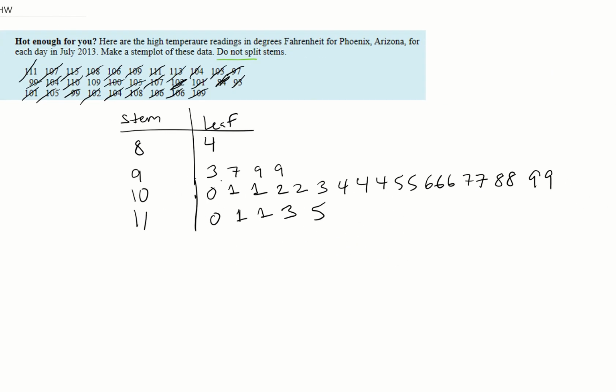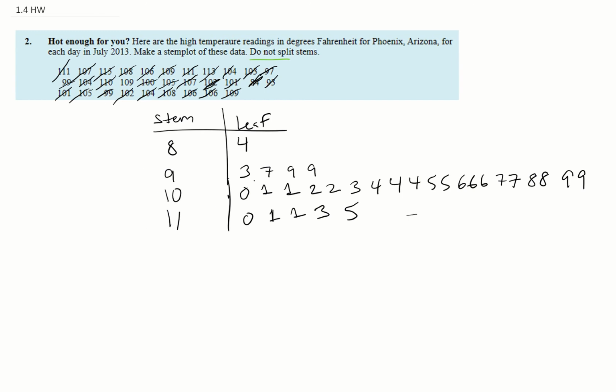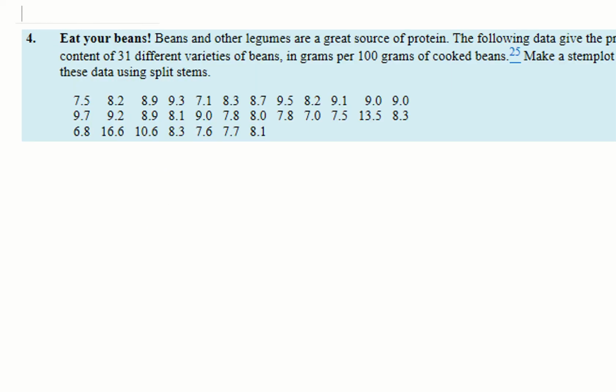Looking at these readings, it appears that we do have some kind of outlier, 84, a really, really low temperature. If we were to remove that outlier, we would have an approximately symmetric distribution. But with that outlier, it seems we have a distribution that is skewed to the left, just looking at that long tail and a peak somewhere on the right side. Okay, so that is our stem plot for the data.